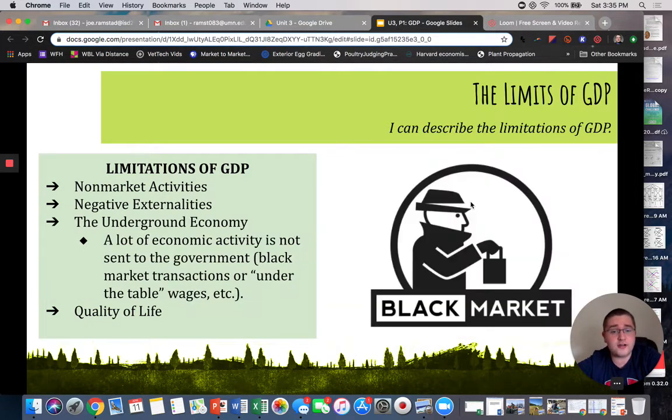Third is the underground economy. So kind of think like your black market. A lot of economic activity is not sent to the government. This could be, like I said, black market transactions or under the table wages. So if you go babysit for your neighbor or you go mow someone's lawn or do some landscaping work, these are under the table because they're not usually reported to the government, especially if you're just doing it as a side gig. So that is not reported in GDP, therefore that's a third limitation. And the fourth limitation is the quality of life.